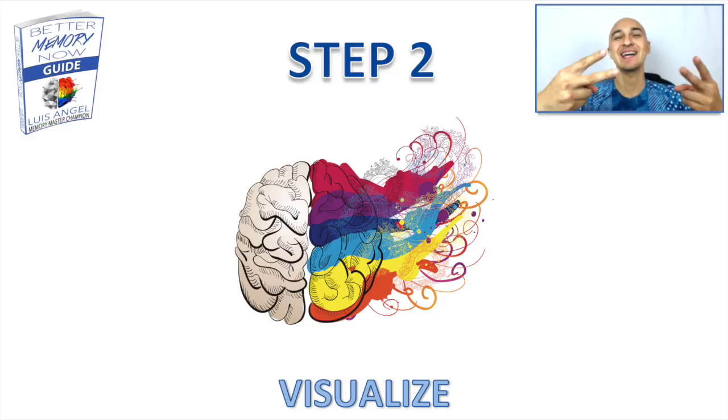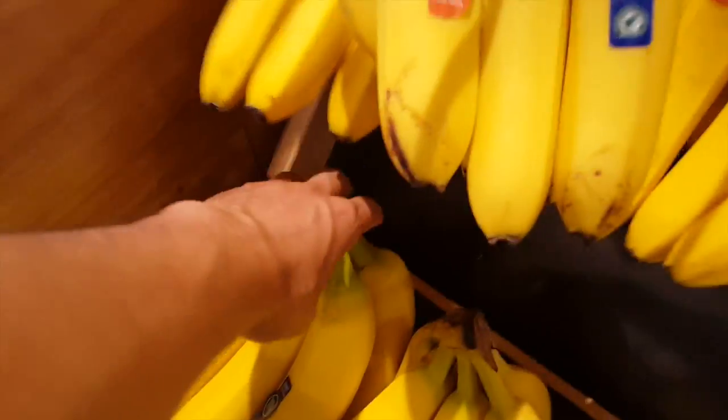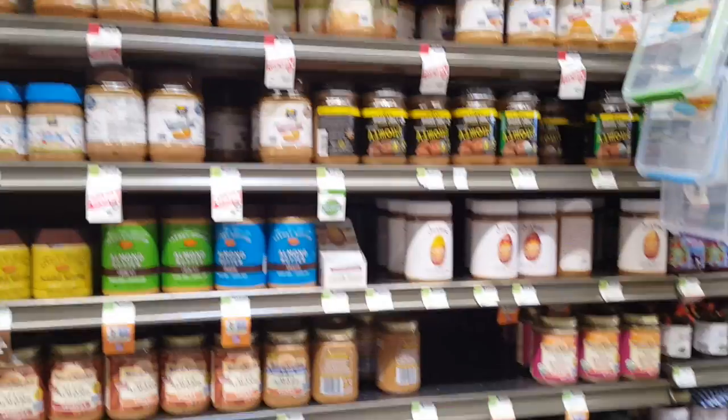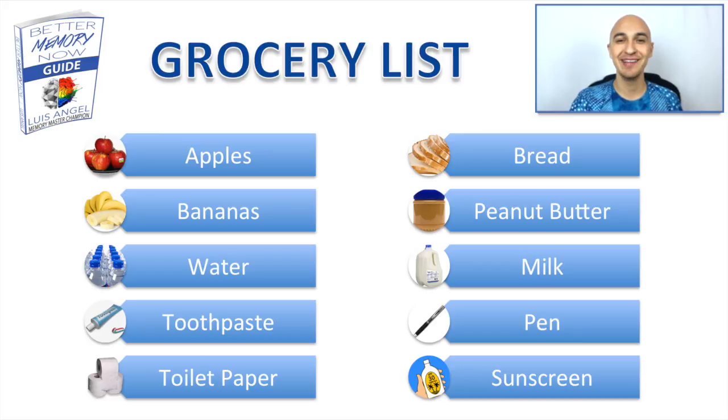Alright, awesome. Second step in this whole process is to visualize information along this route. Now, we're going to use a grocery list in order to help us with this process. Let's say this is your grocery list right here. You need to pick all these items up the next time that you're at the grocery store. So how would you do it? How do you memorize it?